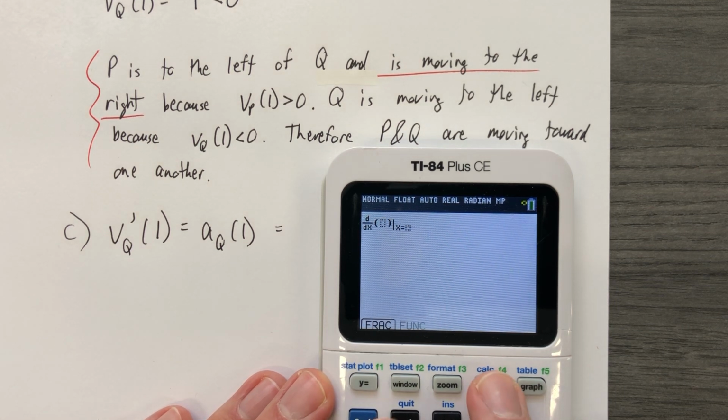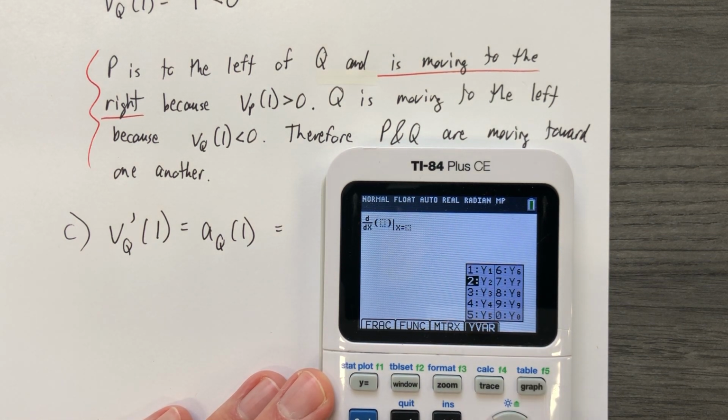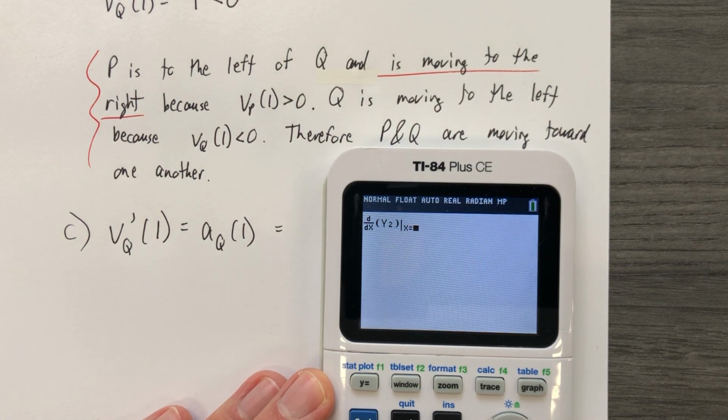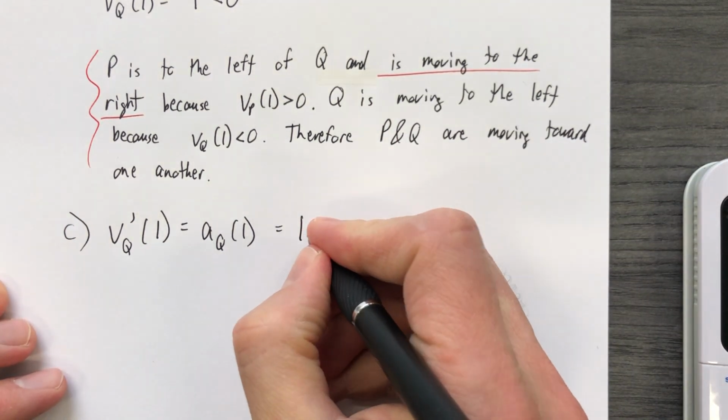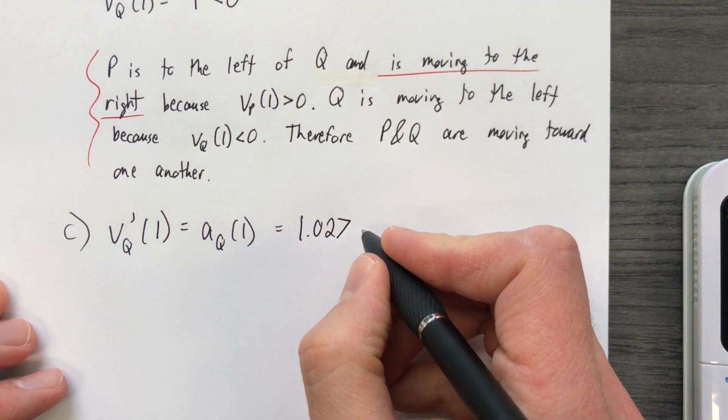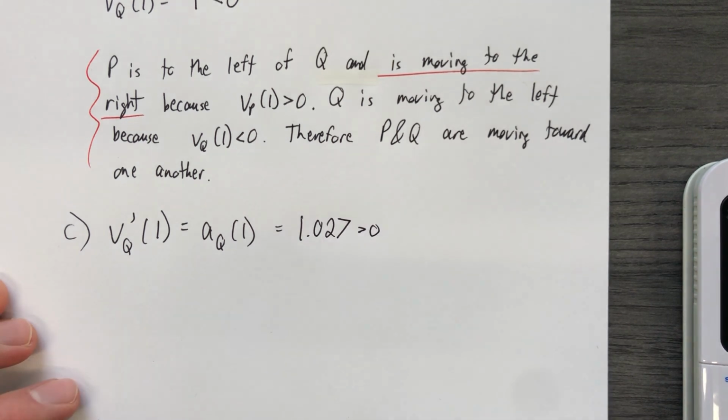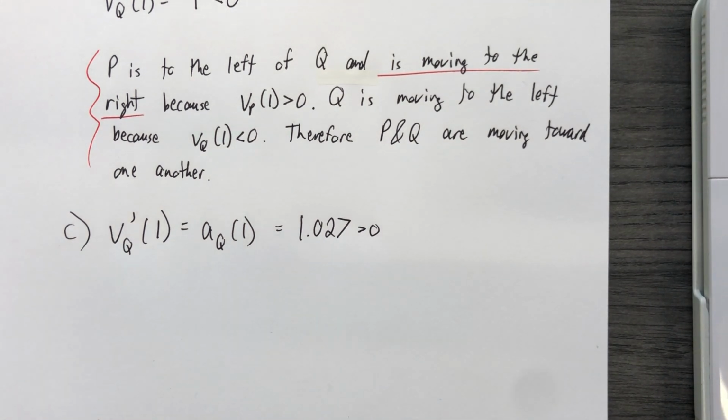And this is going to be alpha trace y2, because we're dealing with the Q particle, and this is going to happen at x equals 1. There we go. 1.027. Okay, here's what I care about. That's positive. I'm just throwing that out there.